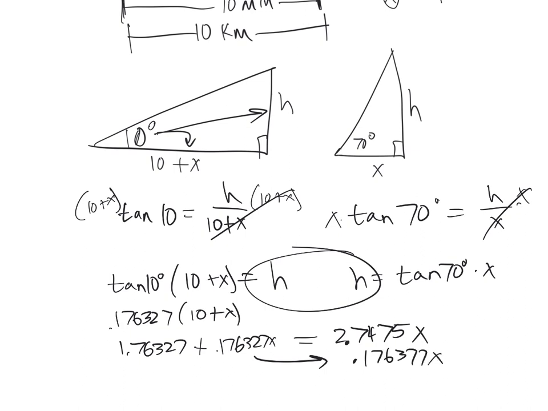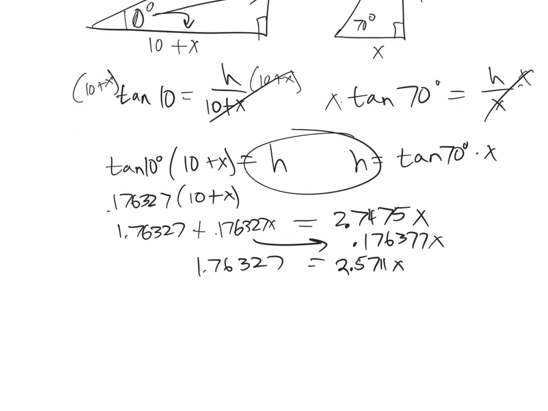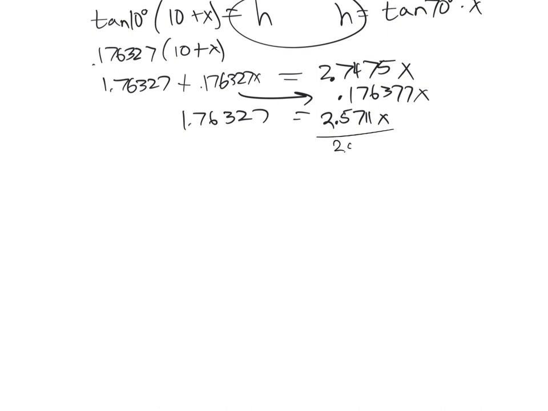0.176327x. Okay, so minus 0.176327x. And we get 2.5711x equals the 1.76327. So now we divide off the 2.5711, and that tells us what x is. So 1.76327 divided by 2.5711. So x is 0.6858.